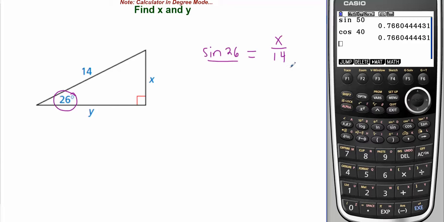Then we solve it just like any other algebra problem. This whole thing represents some kind of decimal, as we saw over here in the calculator, a simplified fraction in decimal form. I'm going to treat this just like an equation. When I want to get rid of the denominator, I multiply by 14 on both sides, and I have 14 sine 26. This is some kind of decimal number, and this is 14. And it's going to equal my side now.